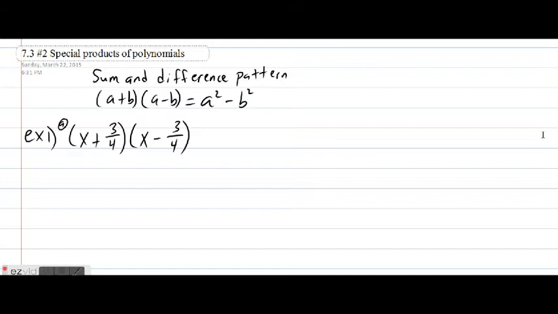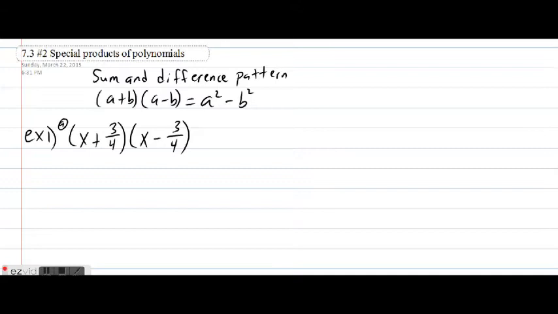Alright, so second day of special products of polynomials. Now yesterday we talked about sum and difference patterns and square of binomial patterns. I wanted to touch on the sum and difference pattern one more time.